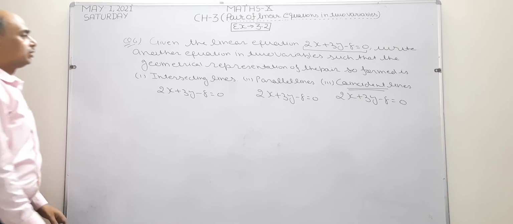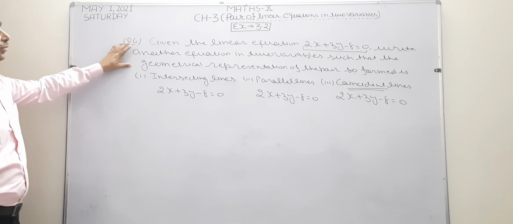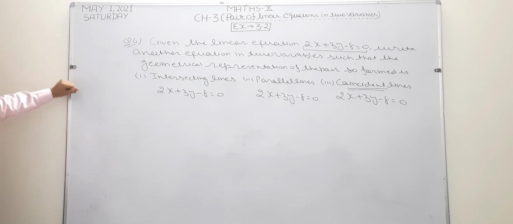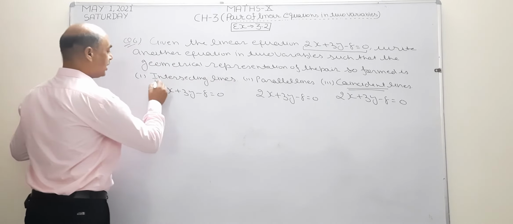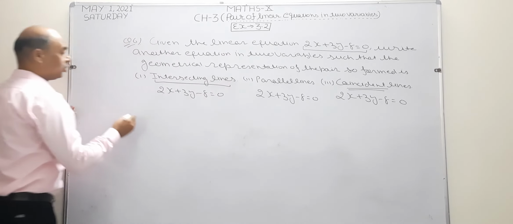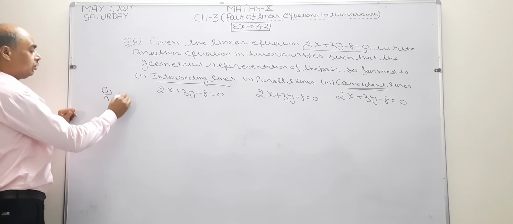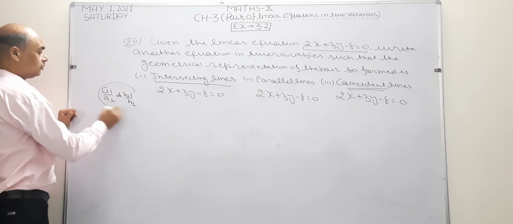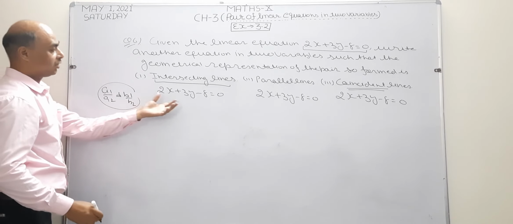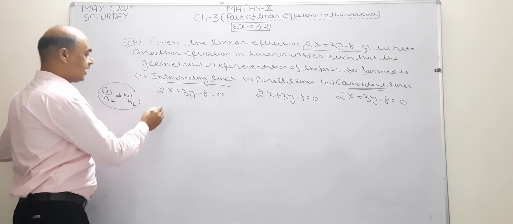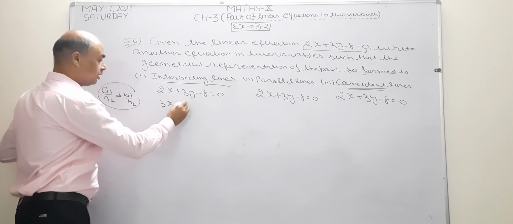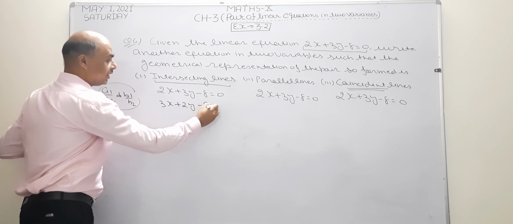To solve this question, I am going to use the table. As we know, when intersecting lines are there, the ratio of the pair becomes A1 by A2 not equal to B1 by B2. It means the first two terms are not equal. So I am going to write the equation 3x plus 2y minus 9 equal to 0.